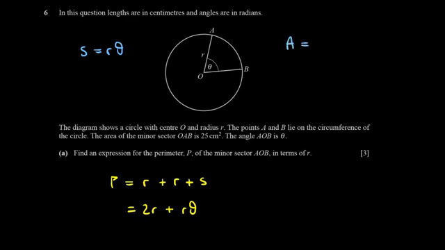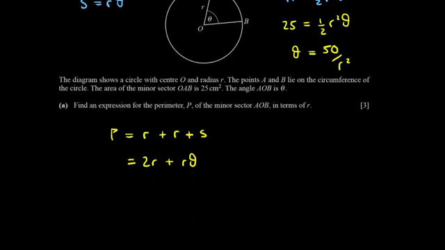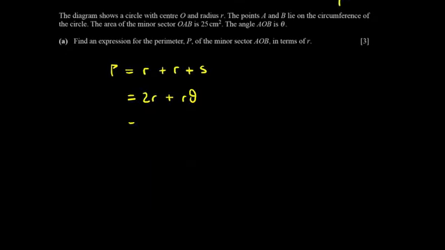The second formula that we should know is that the area of a sector is equal to a half r squared theta. So I know that the area is 25 because we're told that in the question. So 25 is equal to a half r squared theta, which means if we rearrange, theta is equal to 50 over r squared. So I can now substitute that into here, which means I get 2r plus r times by 50 over r squared. If I cancel off, what I get is 2r plus 50 over r.